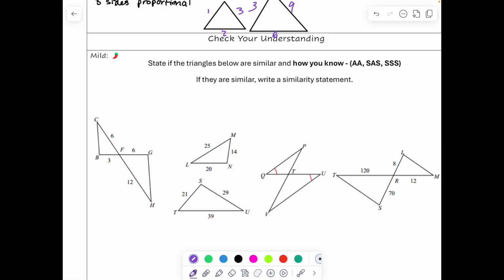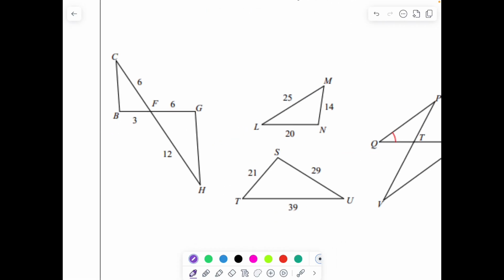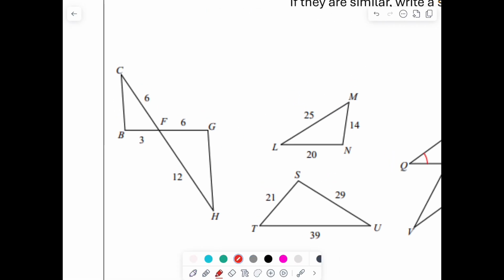State if the triangles below are similar and how we know. Okay. Same thing we were doing before. Looks like we have 2 sides that might be proportional. 6 and 3, 12 and 6. I don't have to set up my ratios. I actually can tell that these are just being multiplied by 2, right? 6 times 2 is 12, 3 times 2 is 6. So yes, the sides are proportional.